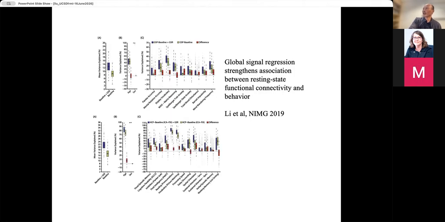And so, for example, people will use global signal regression, and they'll say, well, if we do it, it strengthens the association between resting state functional connectivity and behavior.